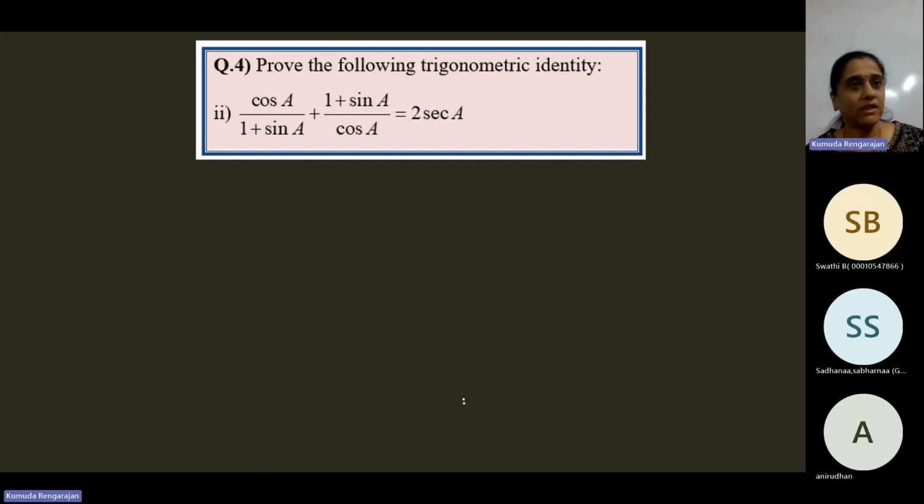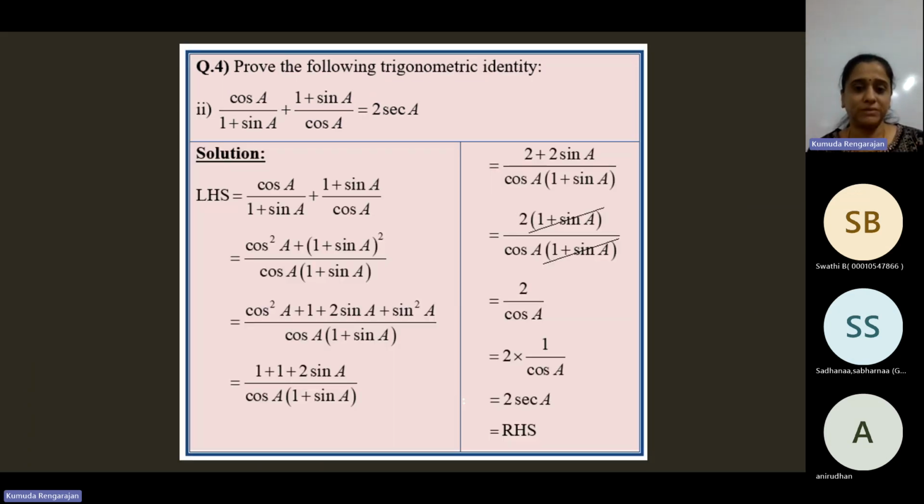This is the second one. This we finished in the last class. Please write down. Here we already have sine cos only, so we have to take the common denominator. We already have sine cos in the LHS, so just take the common denominator and proceed.